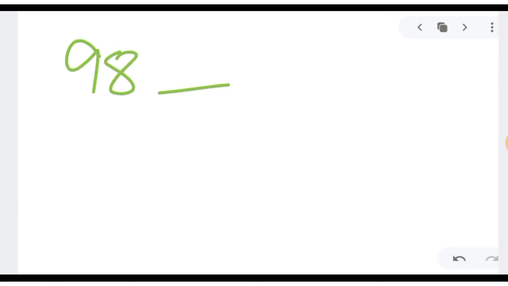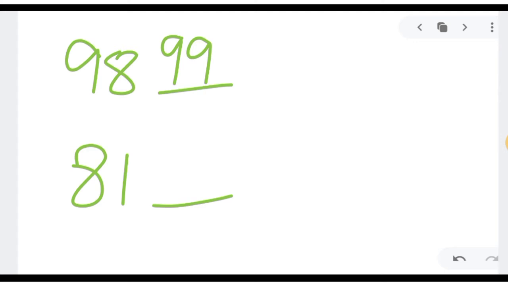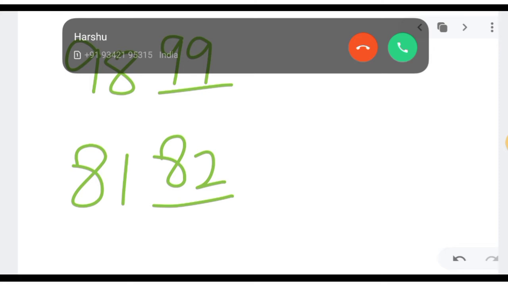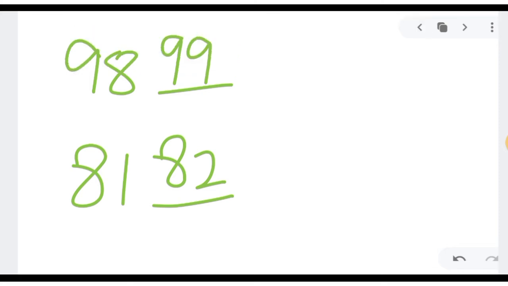What comes after 98? 99. What comes after 81? 82. You should always say the numbers 1 to 100, and in the same way you have to say the numbers backward also, like 100, 99, 98. Then you can find out easily what comes before and what comes after.